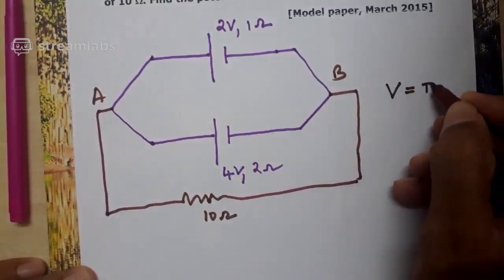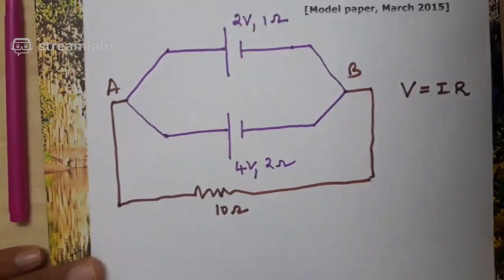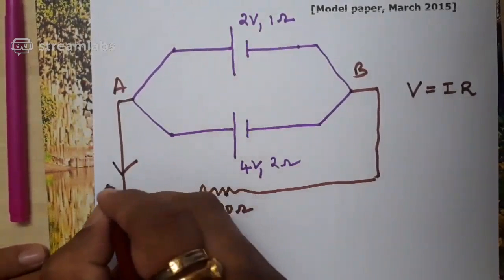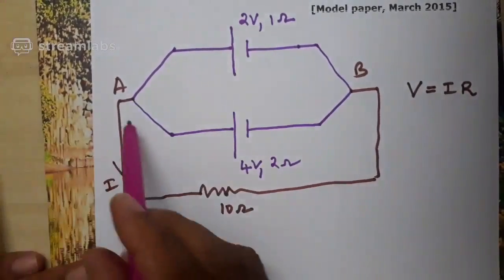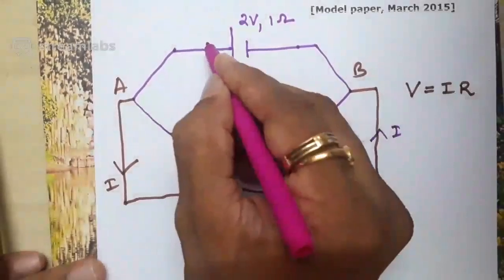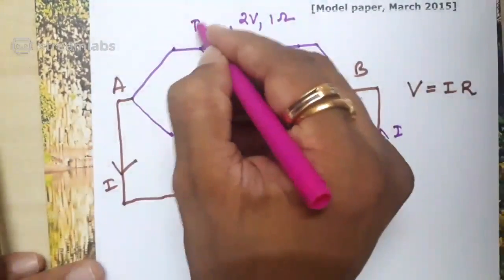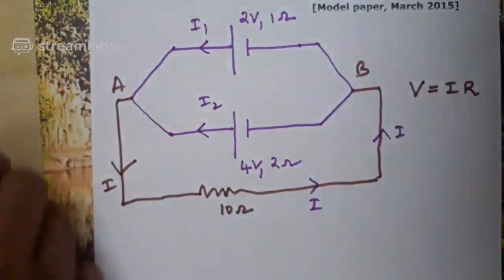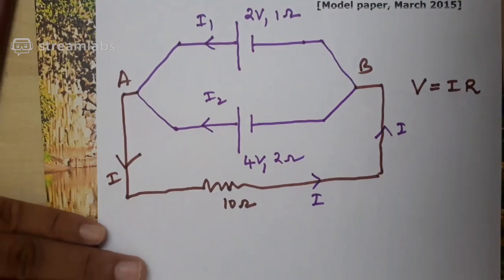The potential drop across the resistor is given by the formula V is equal to I into R. That means I have to find out I. Can I say the current I is in this direction? Current I will be in this direction, and surely that I is because of I1 and I2. Here I1 and here I2. Do you agree with me? Due to the two cells.